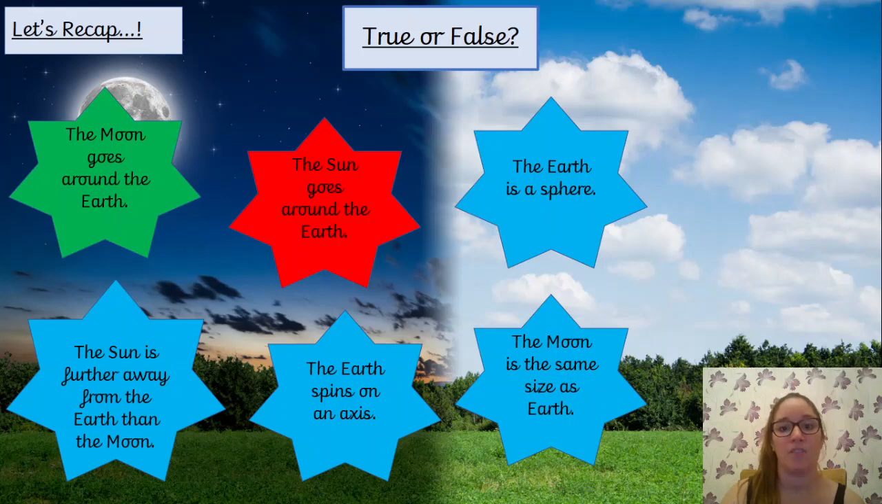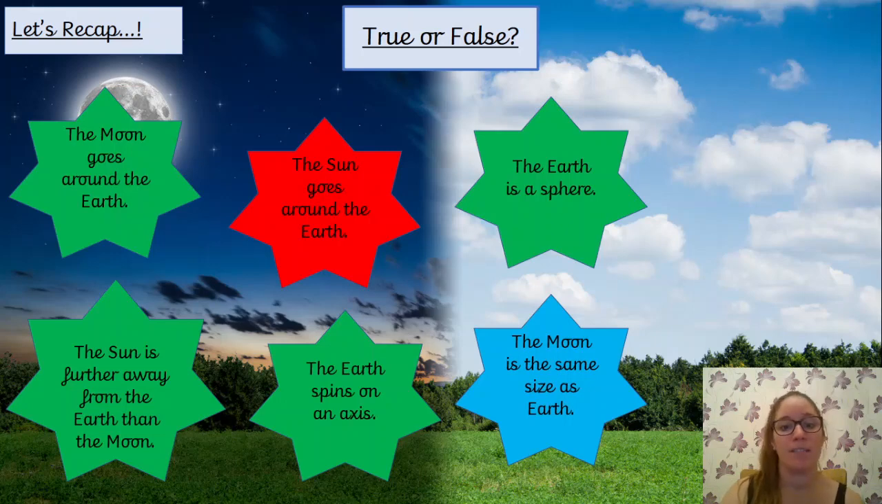The Earth is a sphere. Okay, is the Earth a sphere? Okay, it's a 3D circle, so it is. The sun is further away from the Earth than the moon. Okay, that might be a little bit tricky, that one, but that is true. The Earth spins on an axis, probably the easiest one. That is definitely true, you should all know that one without looking back.